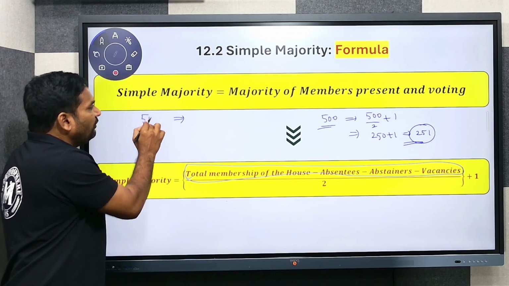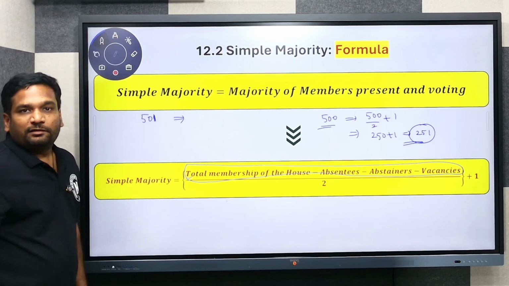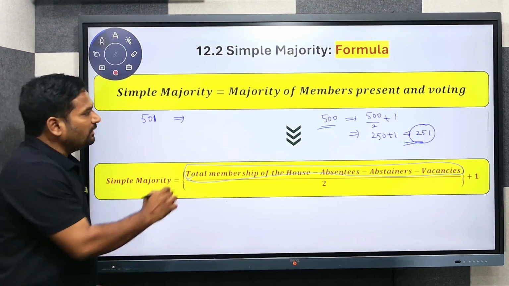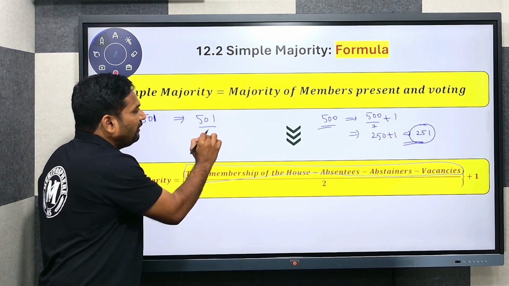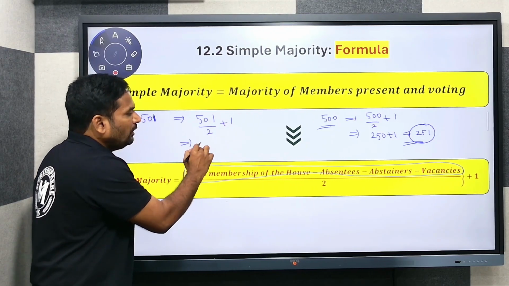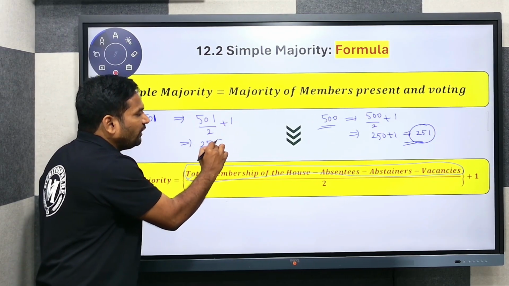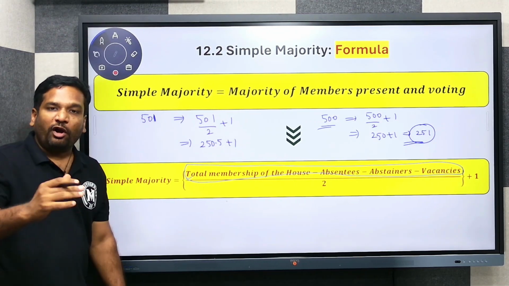We have to get the majority of 501. Let us assume the majority of 501. Then we have to do 501 divided by 2 plus 1. So here, 250.5 plus 1.